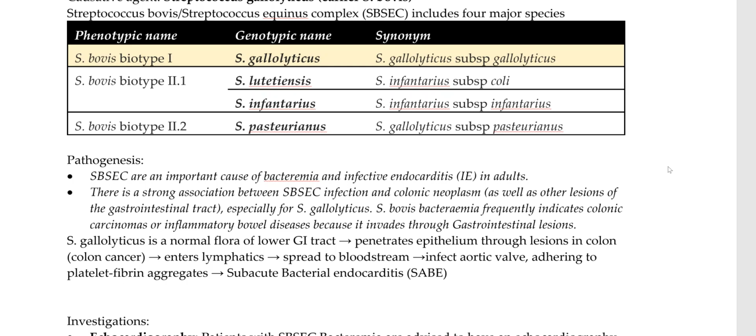So the pathogenesis is that these bacteria are normal flora of the lower GI tract. They penetrate the epithelium through lesions in the colon, either colon cancer or inflammatory bowel disease or other GI diseases, and they enter the lymphatics and then the bloodstream, and then they can involve the aortic valve by adhering to platelet fibrin aggregates and causing subacute bacterial endocarditis.